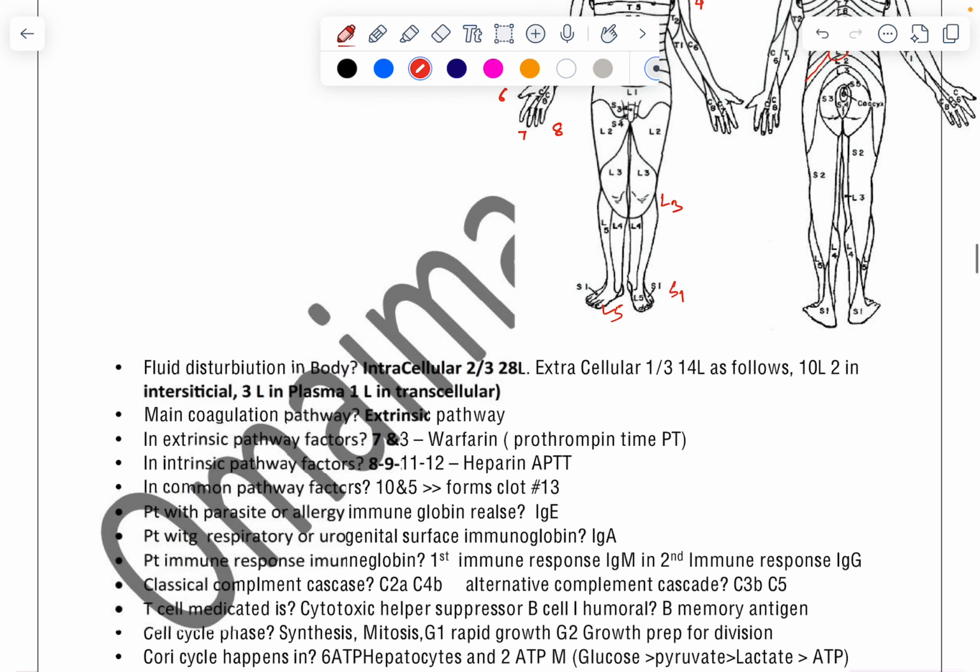Fluid distribution in the body: intracellular is 2/3, that is 28 liters. Extracellular is 1/3, around 14 liters. Then the 14 is distributed as 10 liters interstitial and 3 liters plasma, with the remainder transcellular.